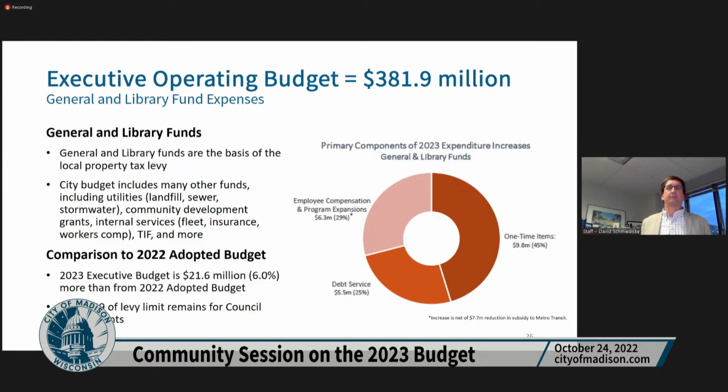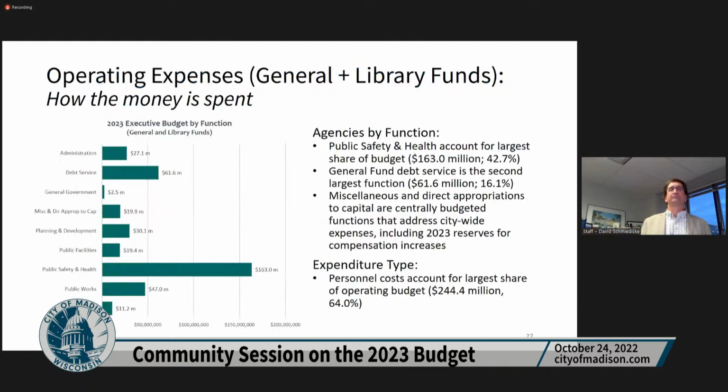Under state law, the city can only increase its property tax amount subject to certain factors in the state law requirements. And the executive budget leaves about $415,000 that has not been utilized under that levy limit and remains for the council to possibly use through its amendment process to the executive operating budget proposals. So that's the big picture.